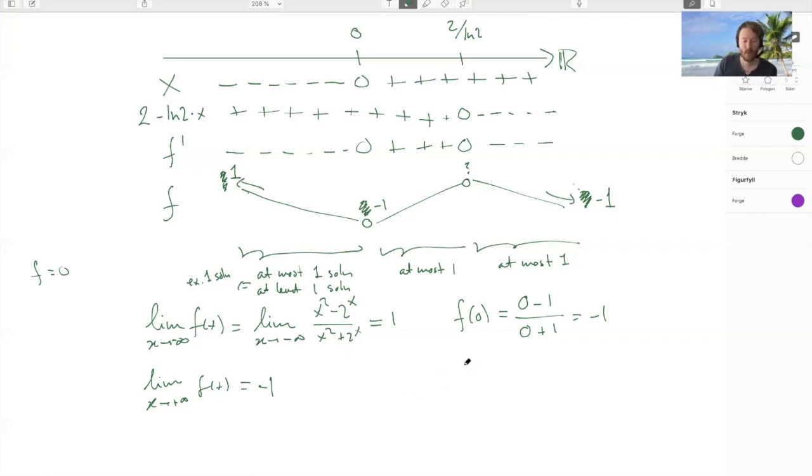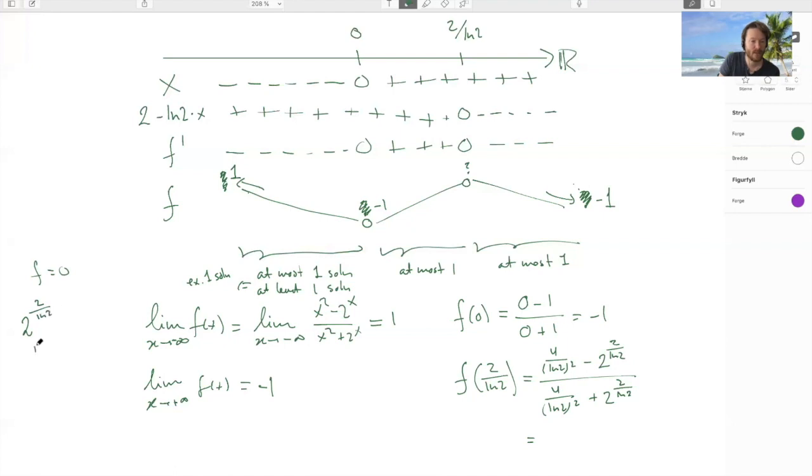So to figure out which is which, we need to plug in here 2 divided by ln 2, which gives me what? It gives me 4 divided by ln 2 to the squared minus 2 divided by ln 2, and then here 4 divided by ln 2 to the squared plus 2 to the power 2 divided by ln 2, like this. And here, well, this isn't going to be something nice, but let's just notice that 2 to the power 2 divided by ln 2 can be simplified somewhat.